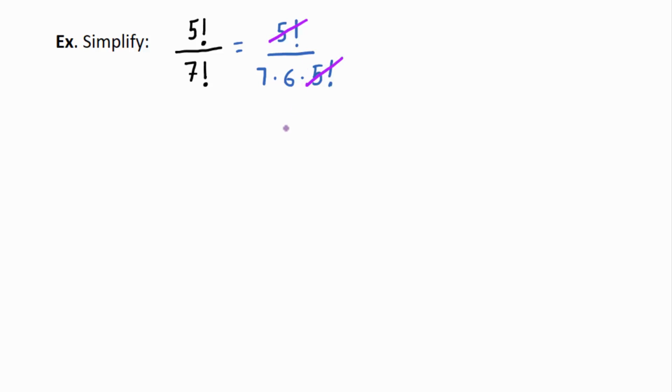But it cancels, right? 5 factorial, 5 times 4 times 3 times 2 times 1. Those will divide out with the factors in the bottom, 5 times 4 times 3 times 2 times 1. So you might as well just divide out the 5 factorials. What's left? 1 on top, and then 7 times 6 on the bottom, so 42.